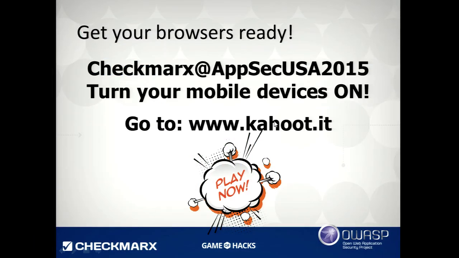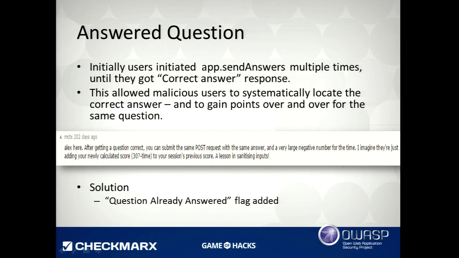All right, back to... So, that actually was one of the honeypots in the game. The answered question, that little snippet at the end of the quiz. Initially, the server didn't really validate that the answer was already answered. So that allowed hackers to basically submit the same HTTP request over and over again and get their score run up. So a solution was to add a flag on the server to keep track of what's been already answered. And similarly, in a real application, keep track of where the client is, really, or should be.